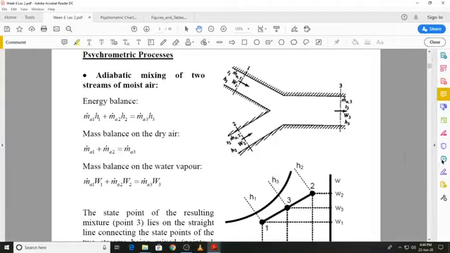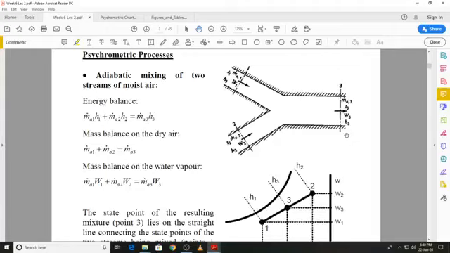And the first process that we will start with is adiabatic mixing of two streams of moist air, which is schematically shown on your screen. We have two ducts carrying two moist air streams, which are then combined into a single stream, and the resultant state is shown by state 3. The process of mixing of the two air streams is adiabatic. That means the ducts are perfectly insulated, so there's no energy exchange with the surroundings.